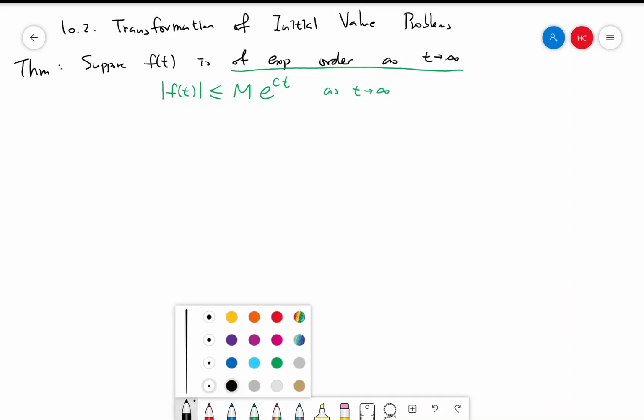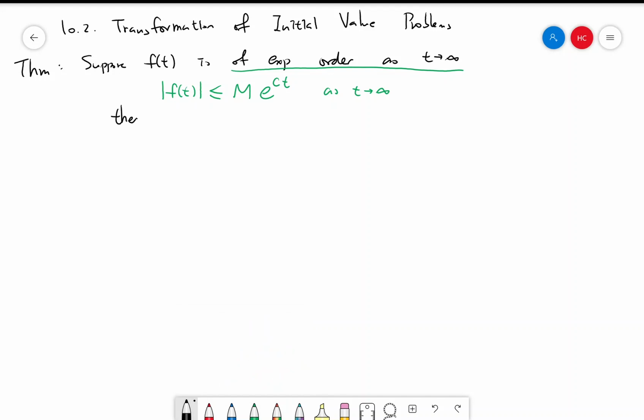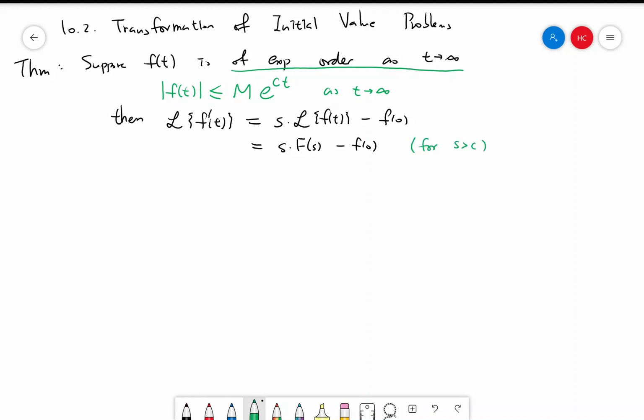If this holds, then the Laplace transform of f prime exists. Not only does it exist, we have a formula for it, so it's equal to s times the Laplace transform of f minus f of 0, which can be written as s times capital F of s minus f of 0. This holds for s greater than c here. So this is not hard to prove, so let's actually prove it here.